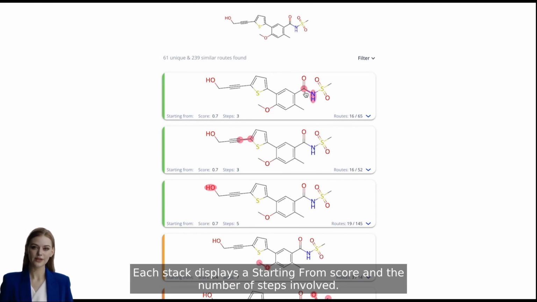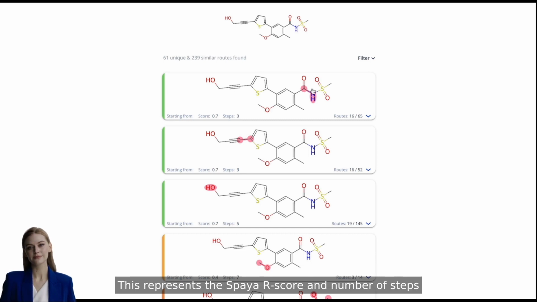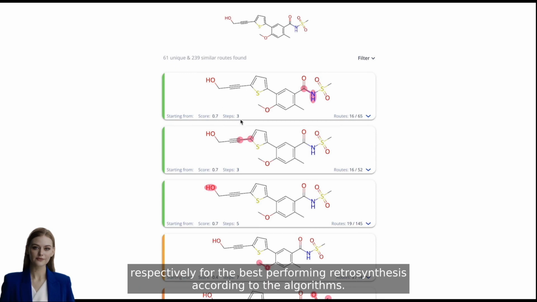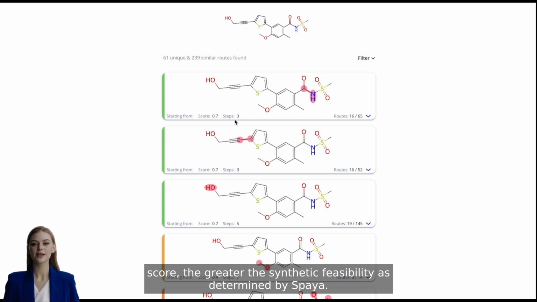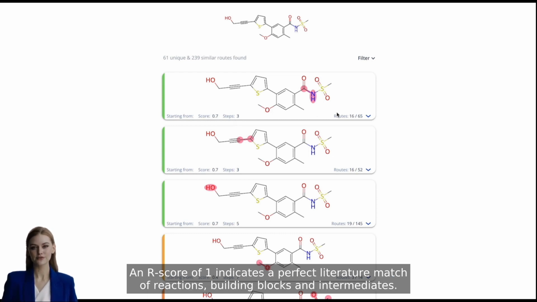Each stack displays a starting from score and the number of steps involved. This represents the Spaya R score and number of steps respectively for the best performing retrosynthesis according to the algorithm. The R score is given between 0 and 1, the higher the score, the greater the synthetic feasibility as determined by Spaya. An R score of 1 indicates a perfect literature match of reactions, building blocks and intermediates.